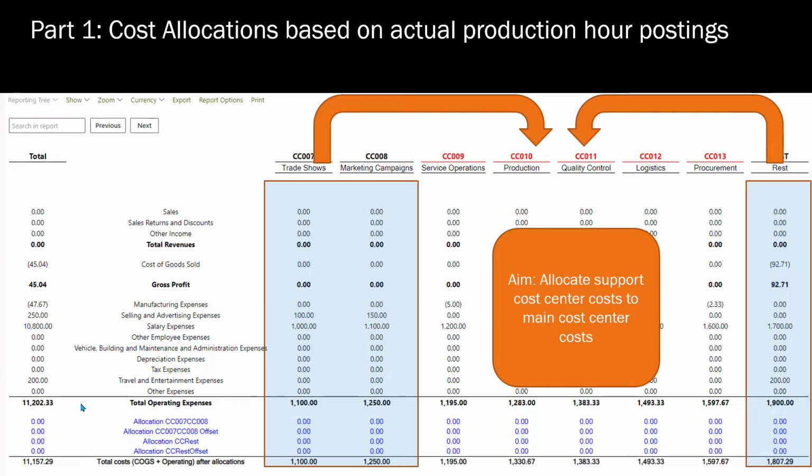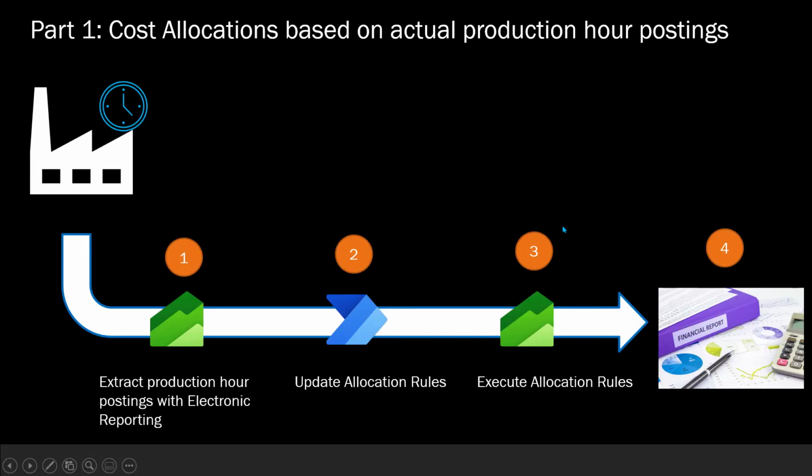Okay, and the aim is, of course, to allocate the blue highlighted cost center costs to the red ones. And the way this is realized is in 4 steps. For number 1, we extract the production postings with electronic reporting. Once that is done, we use Power Automate to update the allocation rules, and then in the 3rd step we execute the allocation rules. And then of course we get our financial report.